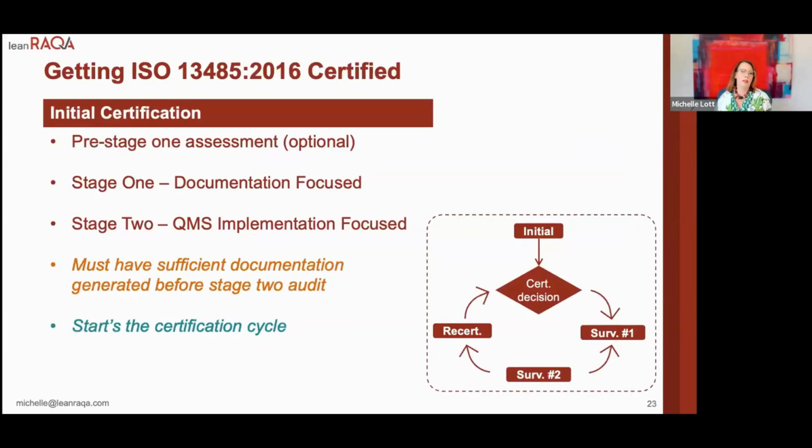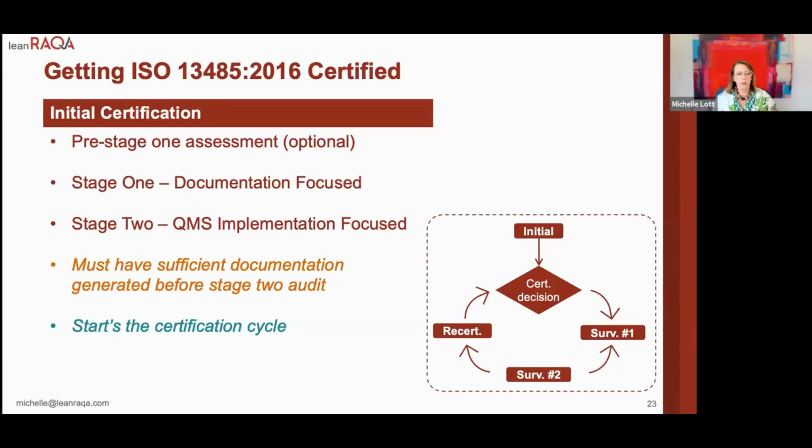So getting to ISO 13485 initial certification. There is an optional pre-stage 1 assessment. And stage 1, the actual stage 1, is document focused, again, like the quality manual, reporting, those kinds of things. And then stage 2 is how you're implementing those things.